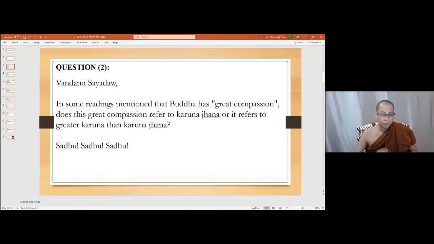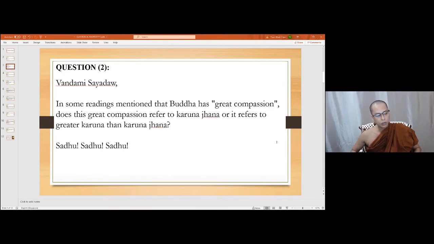Next question is, in some readings it is mentioned that the Buddha has great compassion. Does this great compassion refer to Karuna jhana, or does it refer to a greater Karuna than Karuna jhana? The great compassion includes the Karuna jhana. The Buddha is Karuna. Here the Karuna, being one of the illimitable mental factors, can accompany the functional consciousness of the Buddha.